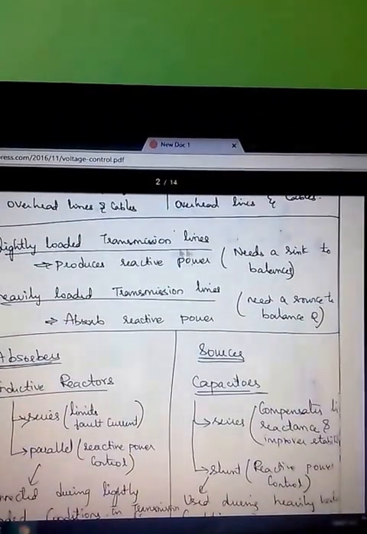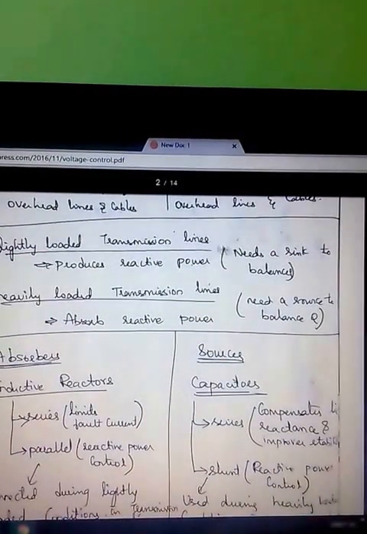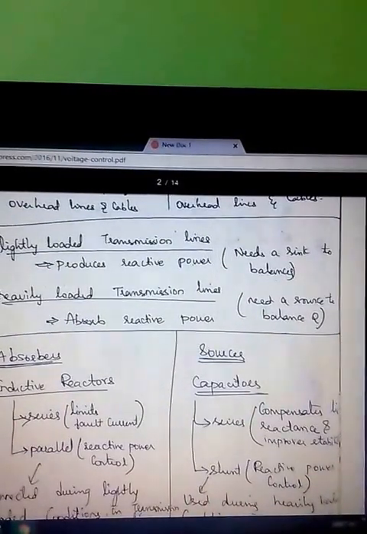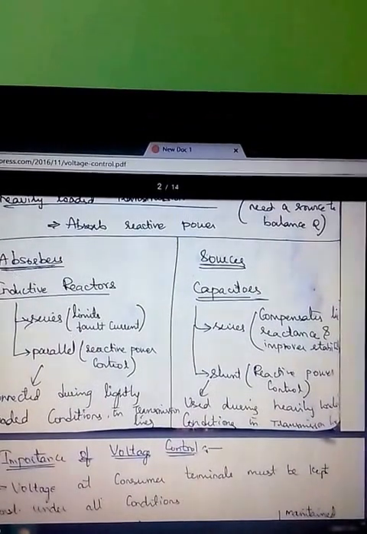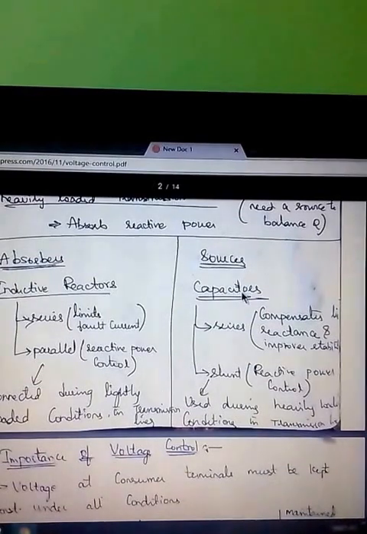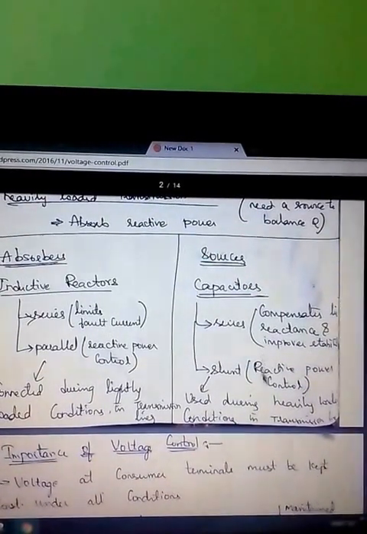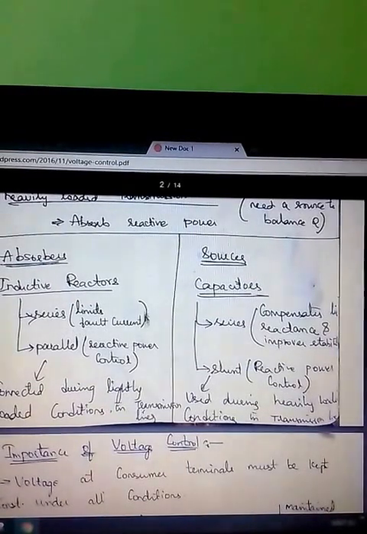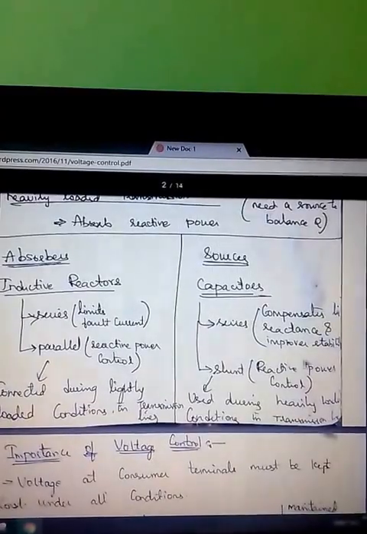Lightly loaded transmission lines produce reactive power, so to compensate this or reduce it, we need a sink. Heavily loaded transmission lines absorb reactive power, so we need a source to balance the reactive power. If you see absorbers and sources, absorbers are inductive reactors and sources are capacitors. Inductive reactors are series and parallel, and capacitors are series and parallel. Parallel ones are also for reactive power control. In the series case, it limits fault current by varying the reactance.